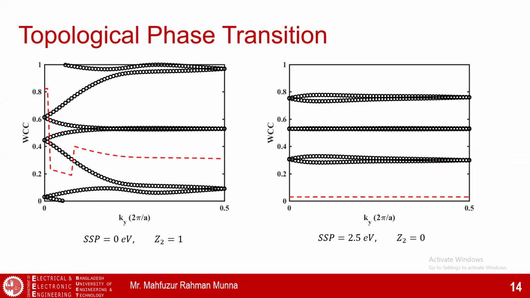Here we have also shown the impact of staggered sublattice potential on the Z2 index. For 0 staggered sublattice potential, the Z2 index is 1, since this red dotted curve intersects the Wannier charge center evolution curve an odd number of times. However, if we apply a substantially high staggered sublattice potential of 2.5 electron volt, this red dotted line doesn't intersect any of the Wannier charge center curves. So that results in Z2 equals 0.